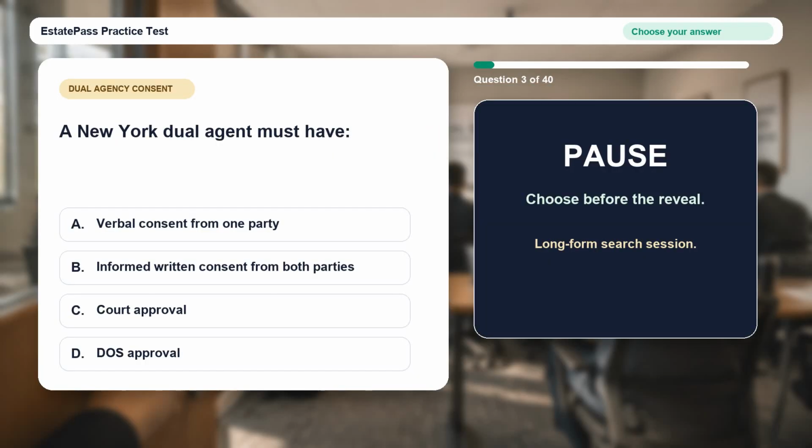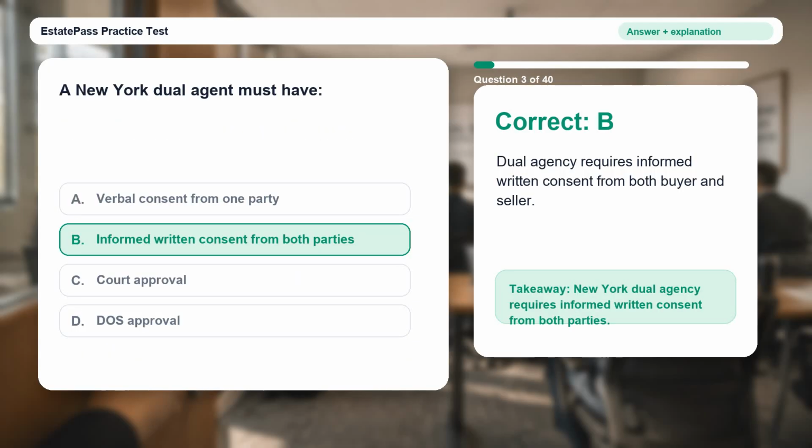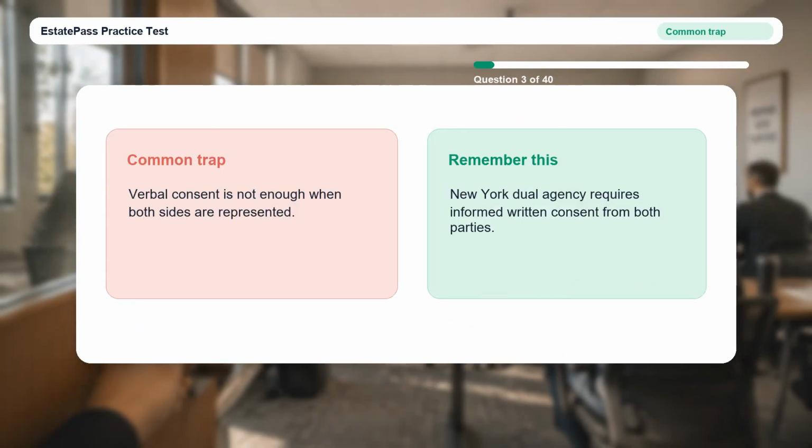Quick takeaway. Question 3. A New York dual agent must have. Your choices are A. Verbal consent from one party, B. Informed written consent from both parties. The correct answer is B. Explanation. Dual agency requires informed written consent from both buyer and seller. Common trap. Verbal consent is not enough when both sides are represented.